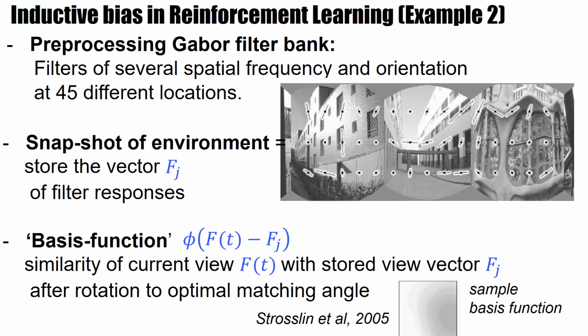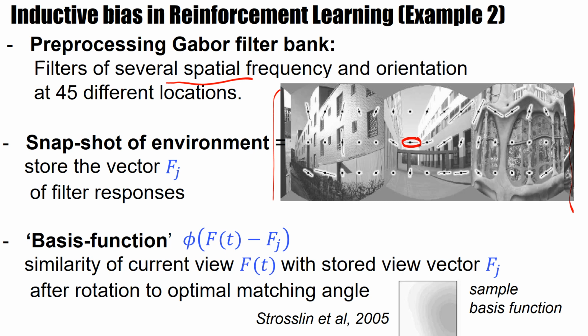Now, how would that look? This set of Gabor filters. Here is one of the views. Gabor filters come at different orientations. What we plot here is always the orientation of the filter with the strongest response, and only for the filters with a low spatial frequency component. So we have 45 different locations. Filters at each location have several spatial frequencies, also high spatial frequencies, and they come in different orientations.